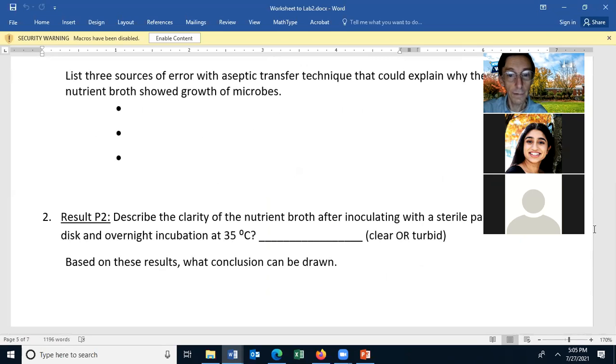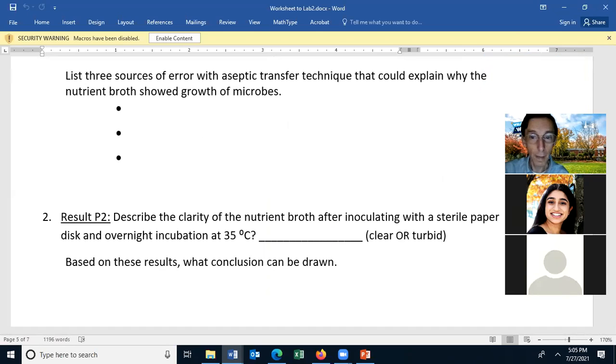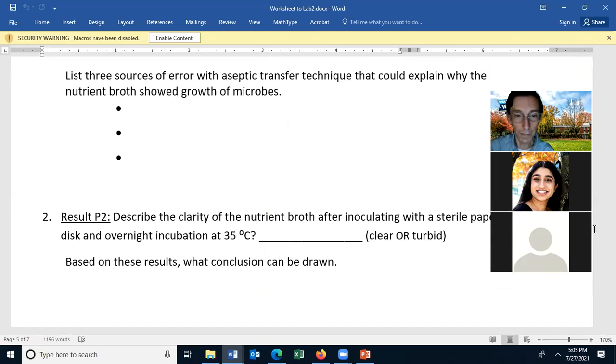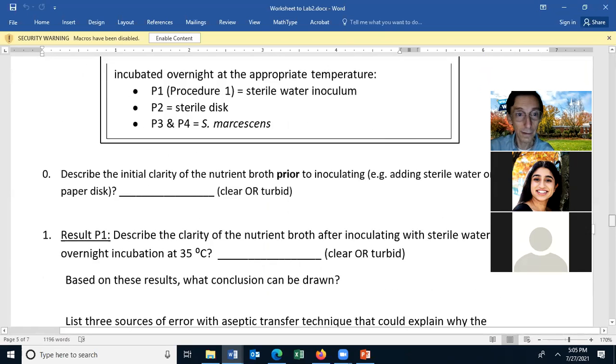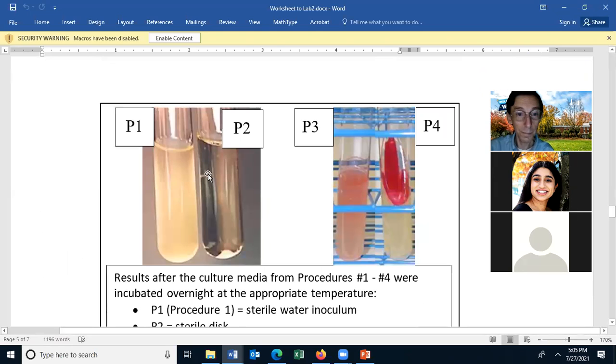Describe the clarity of the nutrient broth after inoculating with sterile paper disc overnight and an incubation of 35 degrees. Is it clear or turbid? Let's go take a look. All right, so this is tube 2. Sorry, lab 3. Lab 3.